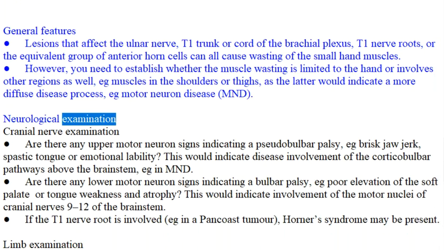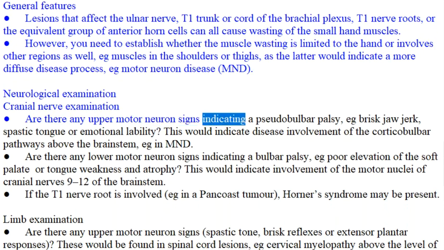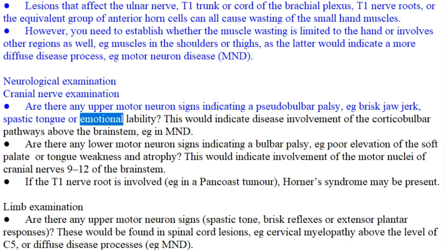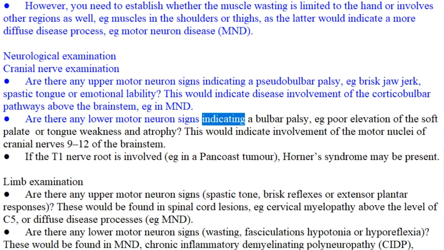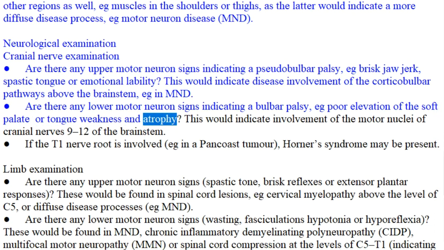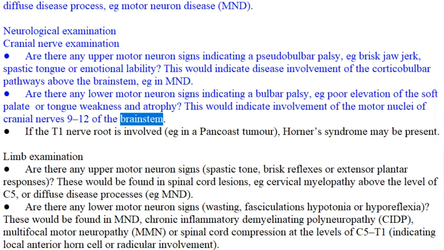Neurological examination. Cranial nerve examination. Are there any upper motor neuron signs indicating a pseudobulbar palsy, e.g. brisk jaw jerk, spastic tongue, or emotional lability? This would indicate disease involvement of the corticobulbar pathways above the brainstem, e.g. in MND. Are there any lower motor neuron signs indicating a bulbar palsy, e.g. poor elevation of the soft palate or tongue weakness and atrophy? This would indicate involvement of the motor nuclei of cranial nerves 9-12 of the brainstem.